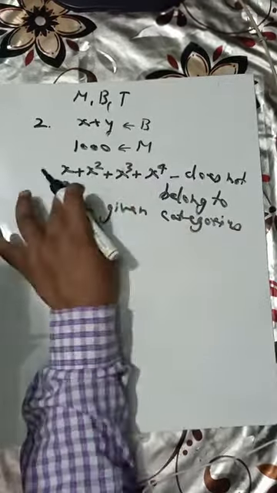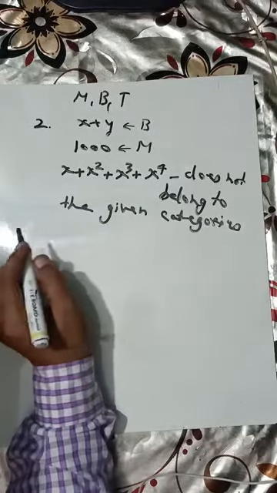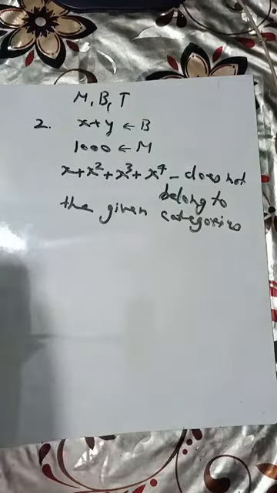Otherwise it is a what? It is a multinomial. Okay. So likewise you can do these sums. Now next, children, is very important: like terms and unlike terms.